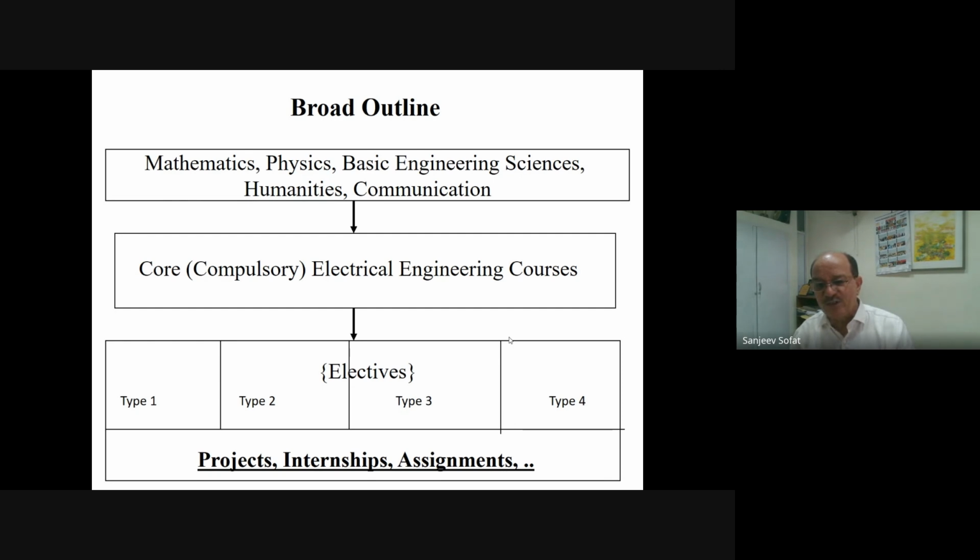Now, this is about the courses. Next you have to think about the project, internship and assignment. These days, with the new education policy, there is a lot of emphasis on this. What sort of project should there be? What internship should there be? And what sort of assignment should there be for the students? So all these, project, internship, and assignment, have to be there. Only then does it complete the thing.